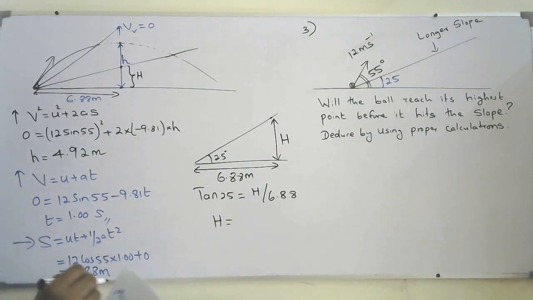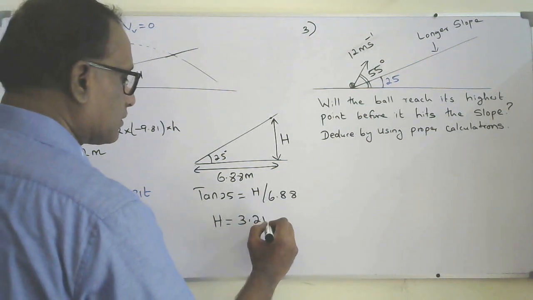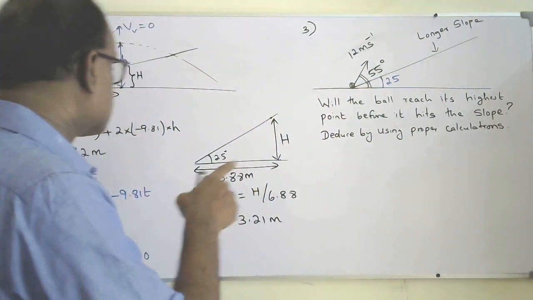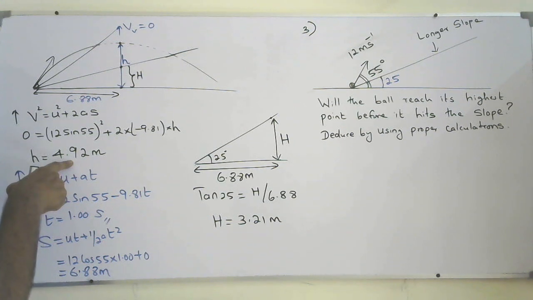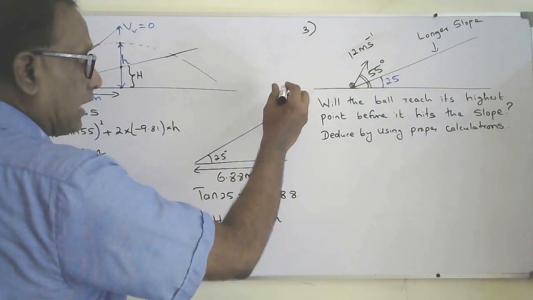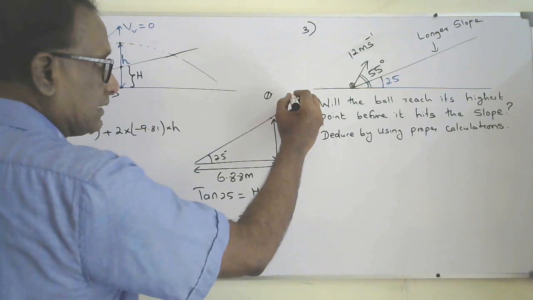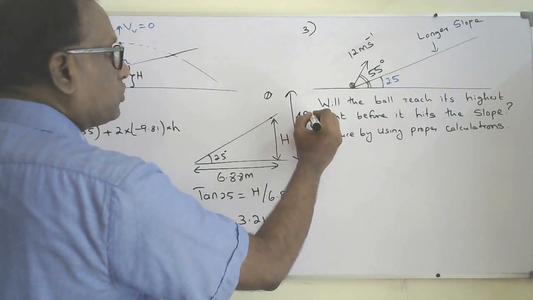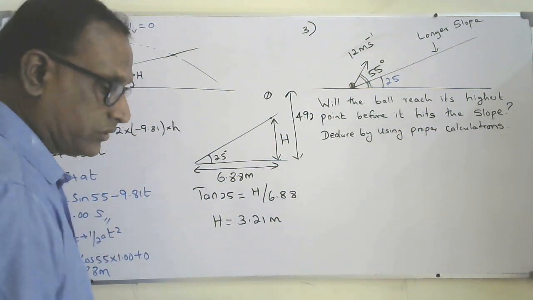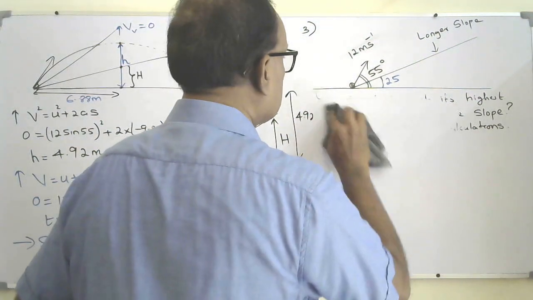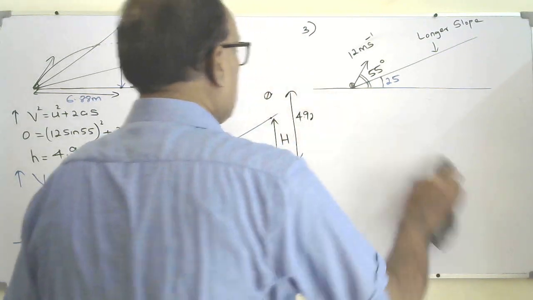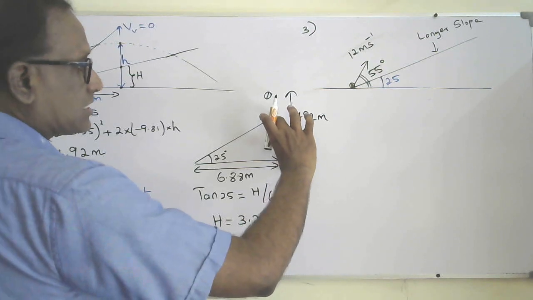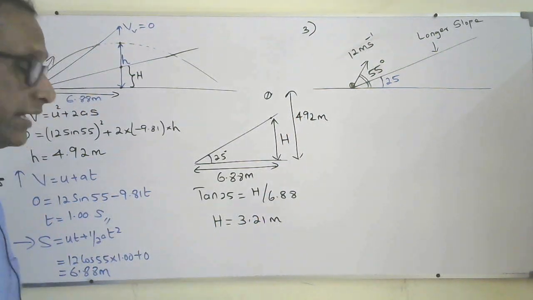3.21 meters. When the ball is at its highest point, its height above the horizontal line is 4.92 meters. The height of the ball, that height, is 4.92 meters. The height of the slope is 3.21 meters.